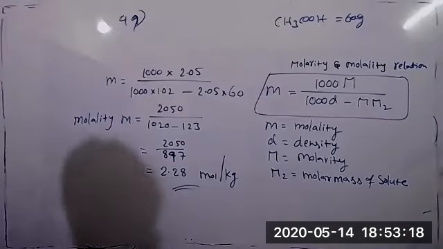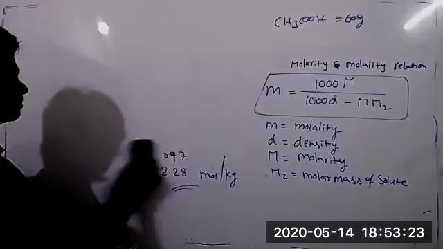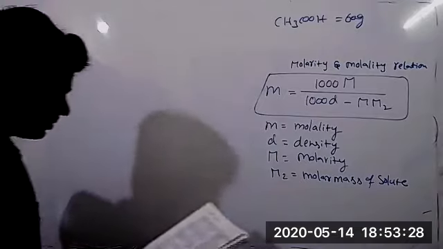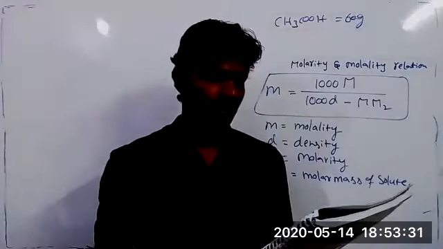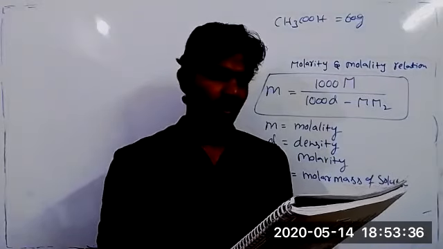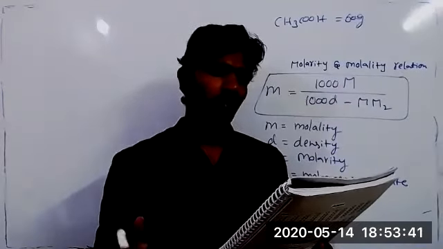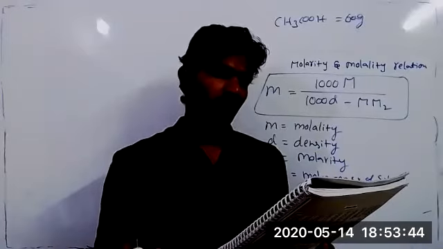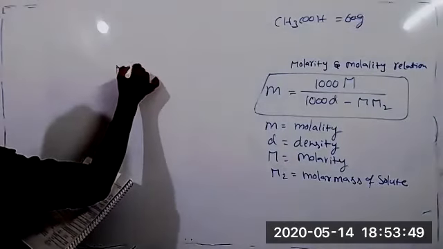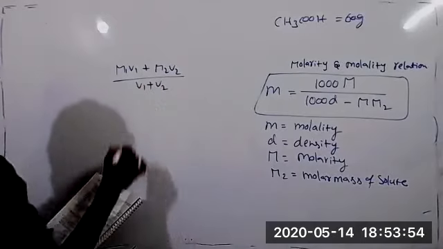Next question. Question number 50. Two solutions of a substance are mixed in the following manner: 480 ml of 1.5 m first solution and 520 ml of 1.2 m second solution. What is the molarity of the final mixture? We have the formula: M1V1 plus M2V2 by V1 plus V2.